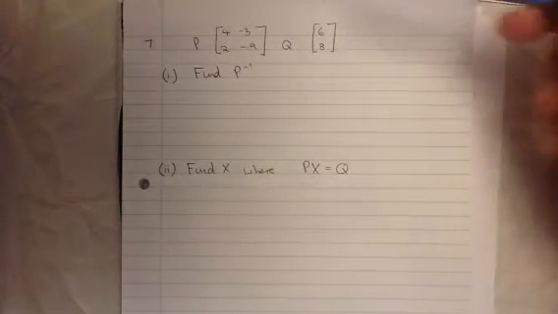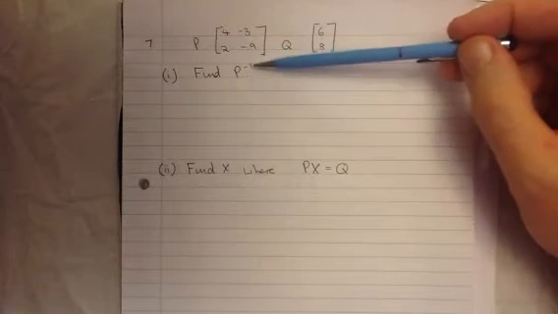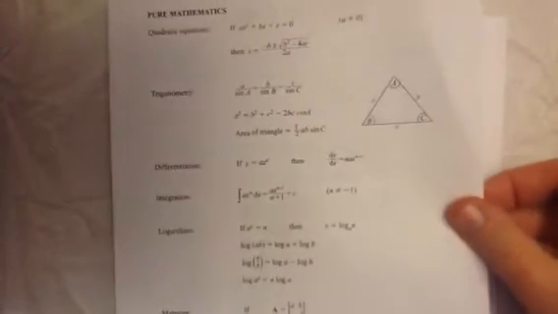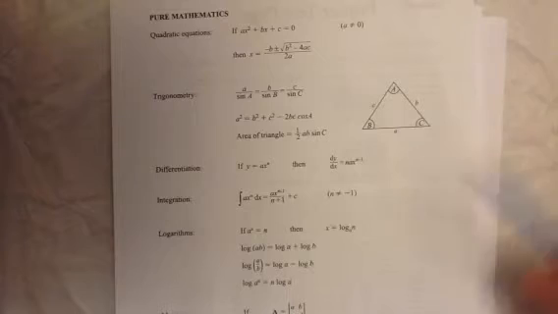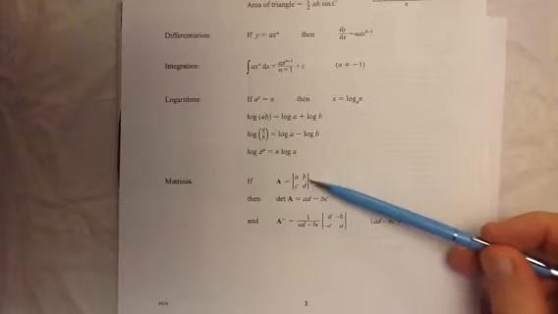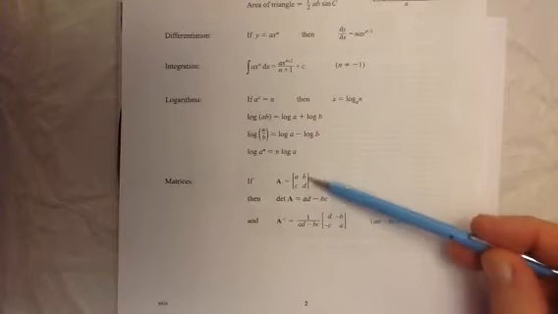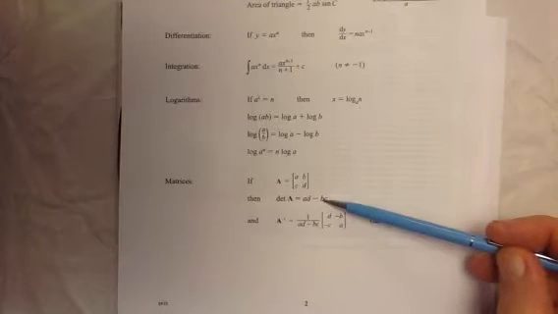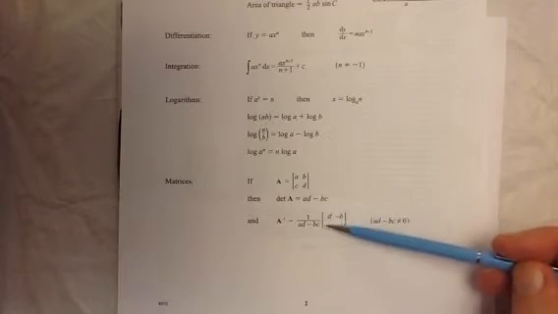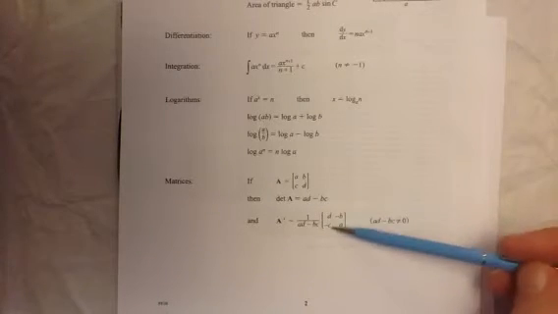So in this question, we've been given P and we've been given Q, and we've been asked to find P to the minus 1, which is the inverse of P. Now in your formula sheet, you are told that if you've got a 2 by 2 matrix A, then you work out the determinant value by multiplying A by D, C by B, and subtracting them. And then the inverse is 1 over that, times swap those elements, change the signs of those elements.